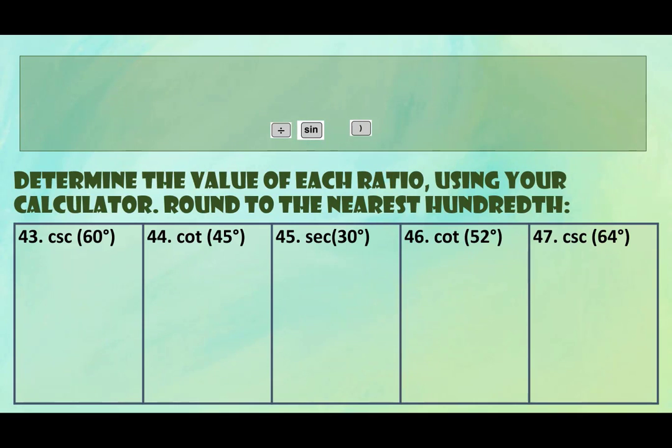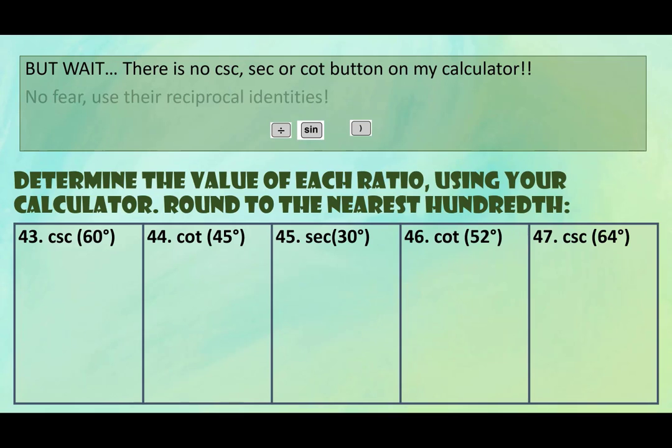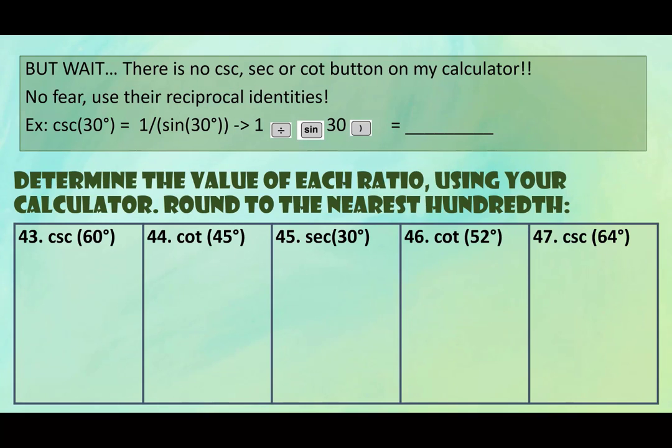Okay, so you'll notice when you look at your calculator that you don't have a secant, cosecant, and cotangent on your calculator. So what you have to do is use the reciprocal identities. In order to find cosecant of 30, what you're actually going to have to do is 1 over sine of 30. So you'll have to type 1 divided by sine of 30 into your calculator. If you do that, make sure you're ending your parentheses here. You should be getting 2.